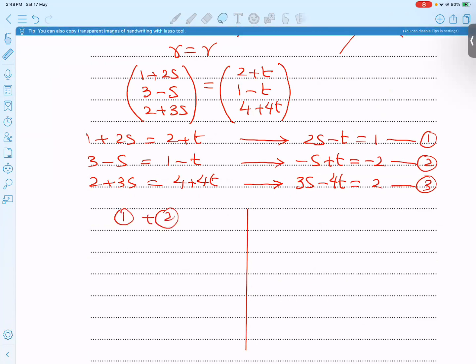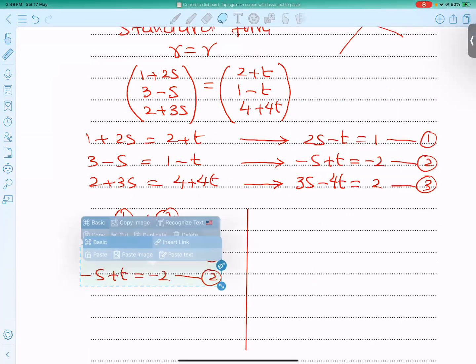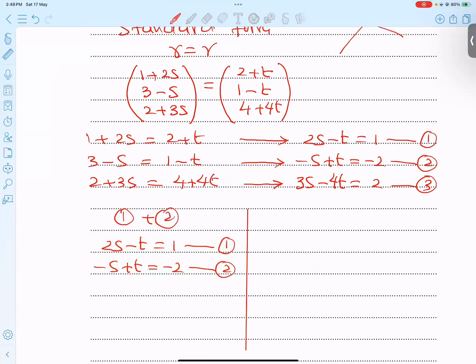So when I use 1 and 2, students, let's directly copy from here and paste here. So T cancels, I got S is equal to -1. And this value, I will plug into either 1 or 2. Don't plug into 3. So I plug into the lower equation, number 2. So -1 plus T is equal to -2. And I got T = -1, -3.